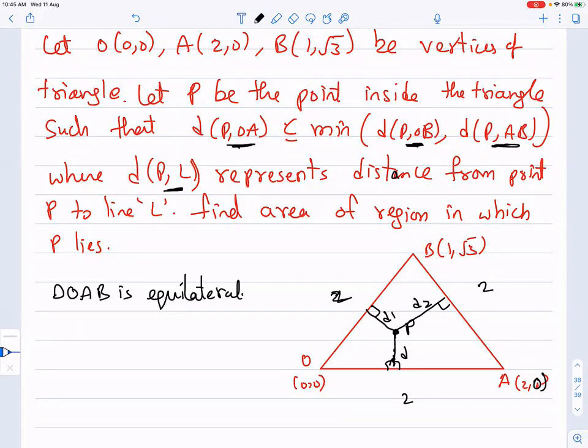Is it clear, students? Yes. So where does P lie, if that is the case? Any doubt? Does anyone have a doubt?